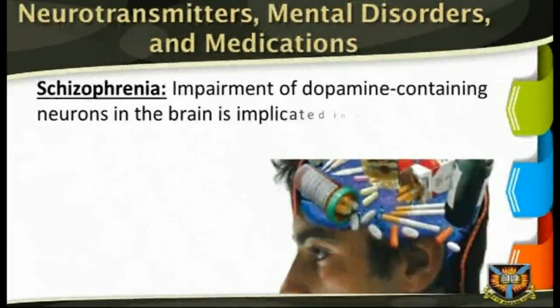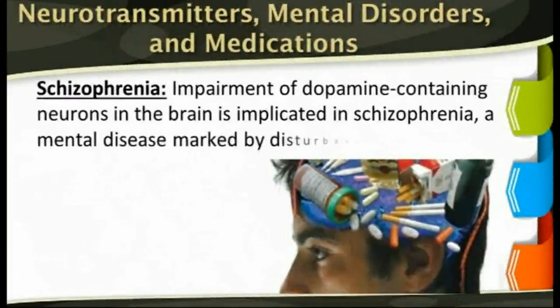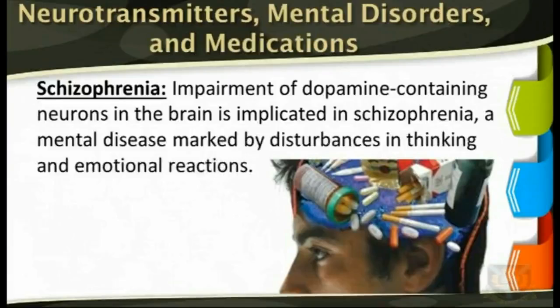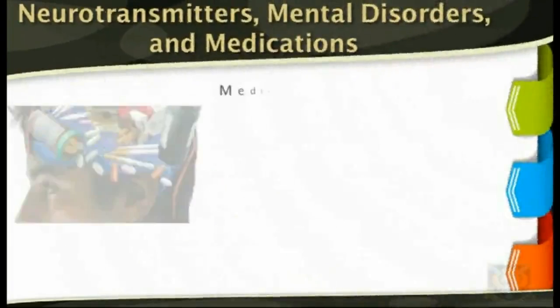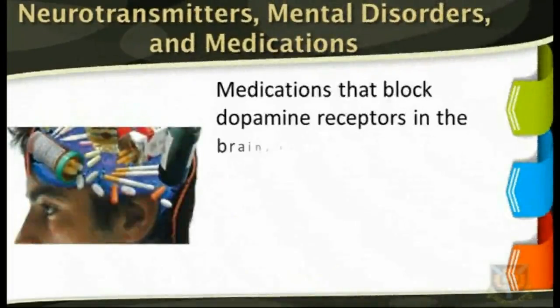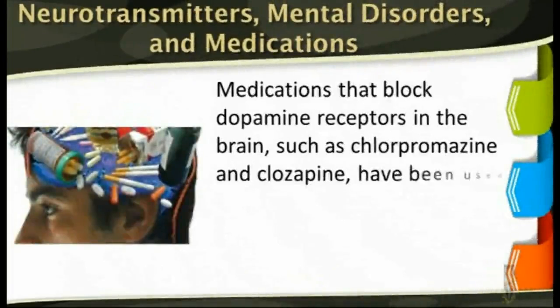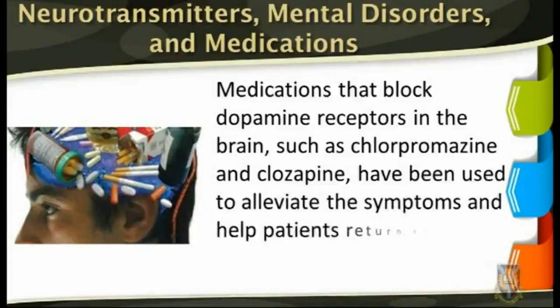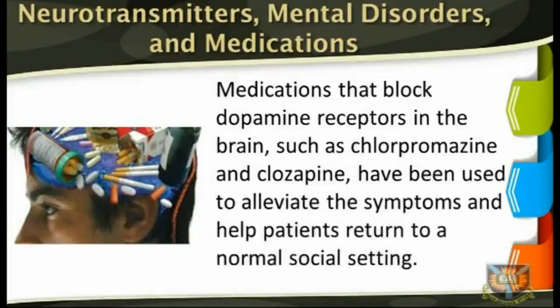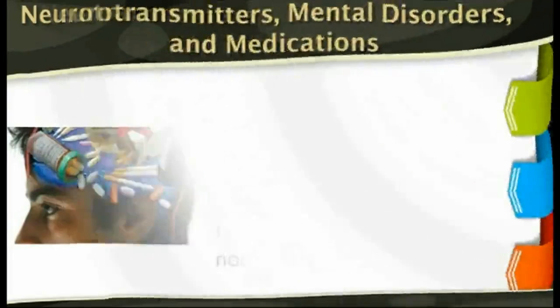Neurotransmitters, mental disorders, and medications. Schizophrenia. Impairment of dopamine-containing neurons in the brain is implicated in schizophrenia, a mental disease marked by disturbances in thinking and emotional reactions. Medications that block dopamine receptors in the brain, such as chlorpromazine and clozapine, have been used to alleviate the symptoms and help patients return to a normal social setting.